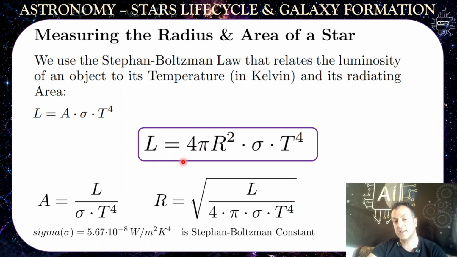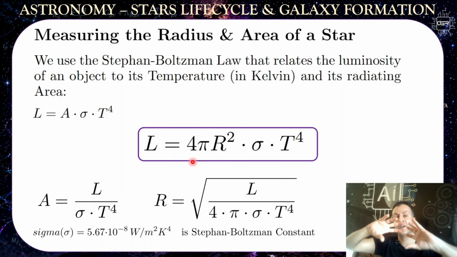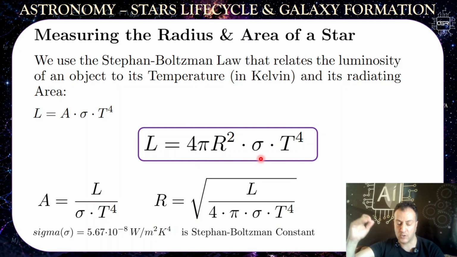So L is equal to 4 pi r squared, which is the surface of the sphere. It's not the surface of the disk from our vantage point, it's the surface of the sphere of the star, multiplied by sigma, the Stefan-Boltzmann constant, times T to the power of 4. So A is equal to L divided by sigma T to the power of 4, and R is equal to the square root of luminosity divided by 4 pi sigma times T to the power of 4.